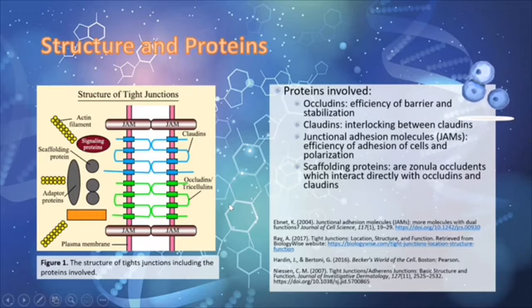And JAMs, or junctional adhesion molecules, are used when joining endothelial cells and leukocytes together. They're also used for polarization of the cells. There are also scaffolding proteins, the zonula occludens, which interact directly with occludins and claudins.